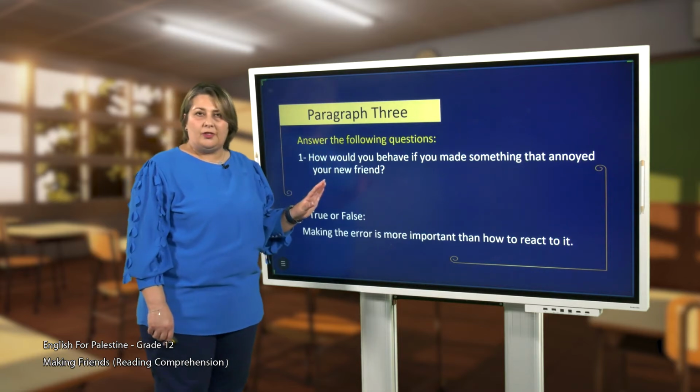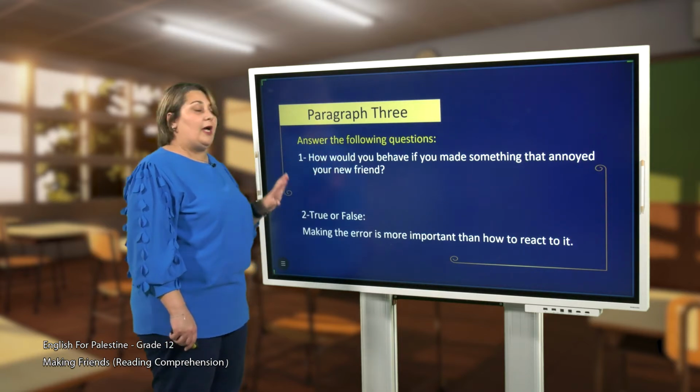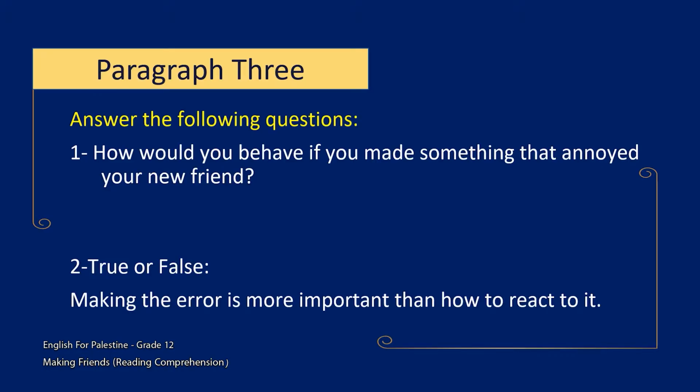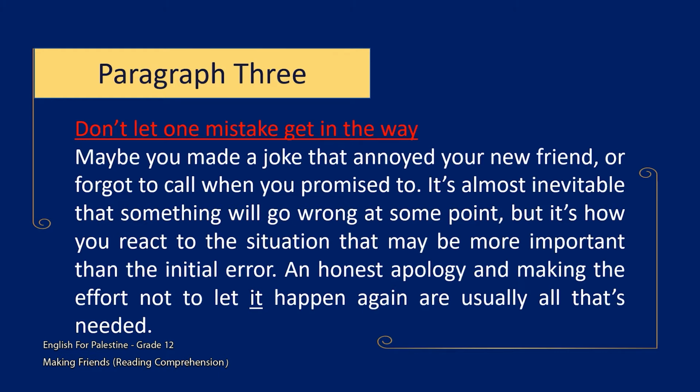Now, these are the questions in paragraph 3. After reading, you are going to answer these questions. And the first question is, how would you behave if you made a mistake that annoyed your new friend? Number 2, true or false? Making the error is more important than how to react to it. Again, making the error is more important than how to react to it. Now, I'll let you read this paragraph again for 2 minutes, and then we'll come to your answers.